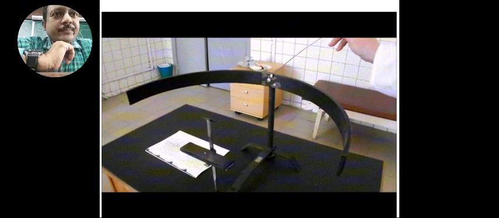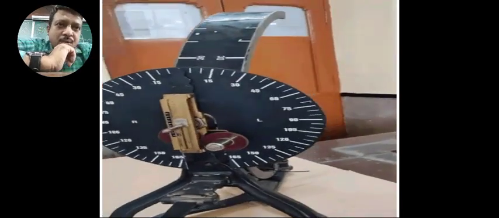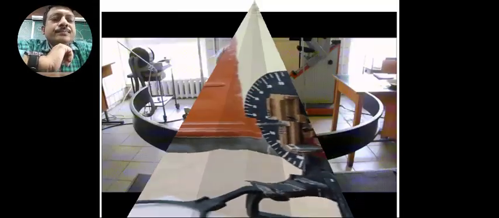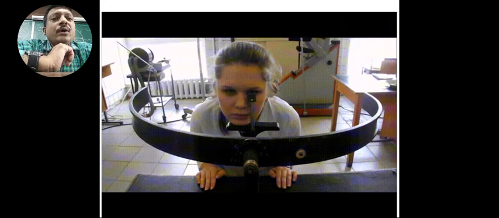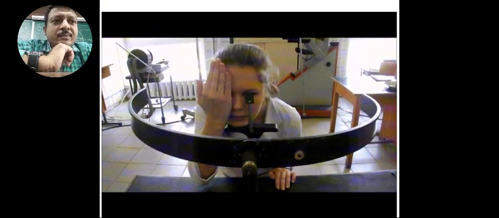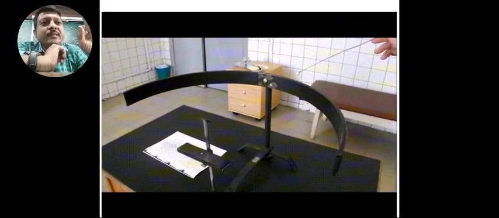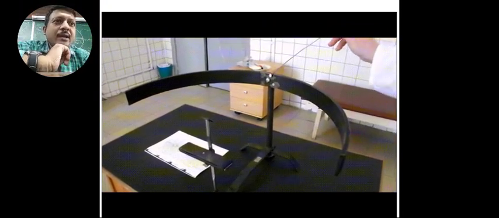Now this test object is moved from the periphery to the center, and the subject is asked to indicate when the object is just visible. Then the metallic arc is rotated in another direction.